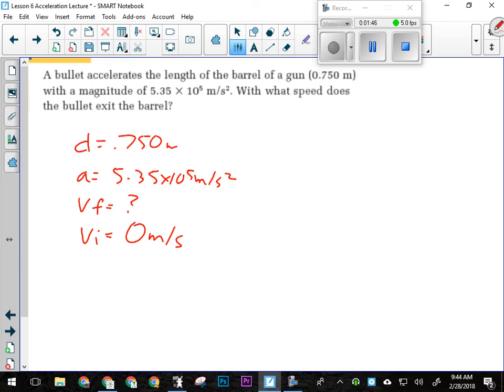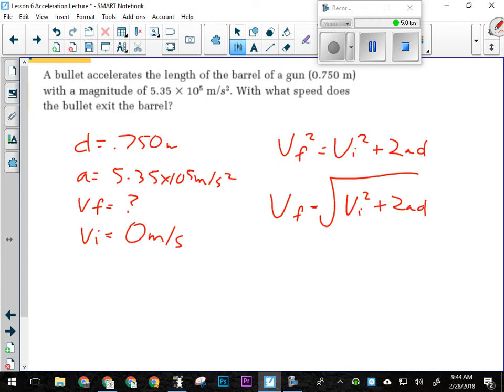All right, so the only formula I have that has those in it is VF squared equals VI squared plus 2AD. It's the only one we haven't gone over yet. So we are looking for VF in this case, which is nice because now we don't have to manipulate. Well, actually, I shouldn't say that. We do have to manipulate because this formula solves for VF squared, and I just want VF. So VF is going to be the square root of VI squared plus 2AD. This is going to get even easier because what's VI? 0. All right, so really VF is the square root of 2 times AD.